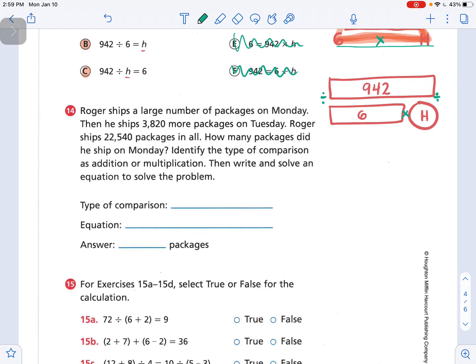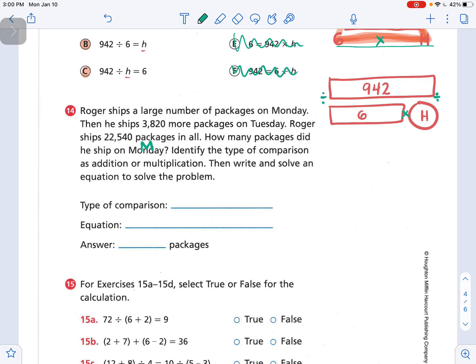Number 14 says, Roger ships a large number of packages on Monday. It's interesting that they don't tell me the total number of packages. They just say a large number. Then he ships 3,820 more packages on Tuesday. Roger ships 22,540 packages in all. How many packages did he ship on Monday? So I'm going to make Monday an M because that's what they're wondering. Identify the type of comparison as addition or multiplication, then write and solve an equation to solve the problem.